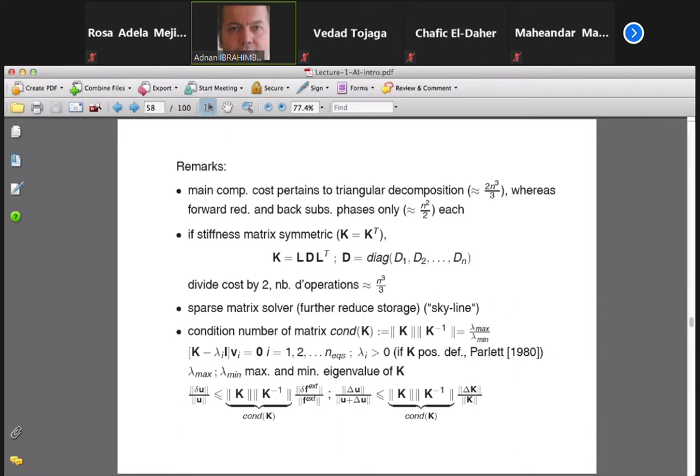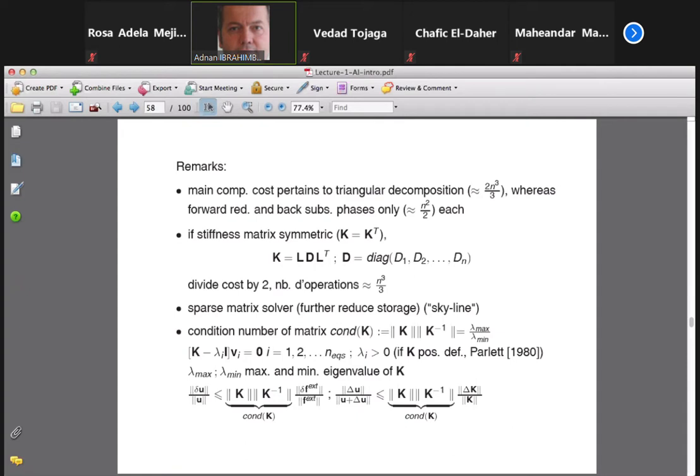You can also save some computation, given that the stiffness matrix is often symmetric. This way you can reduce from 2 times n to the power 3 divided by 3 to only 1 times n to the power 3 divided by 3, because U can be written as a product between D and L transpose, where D is a diagonal matrix.